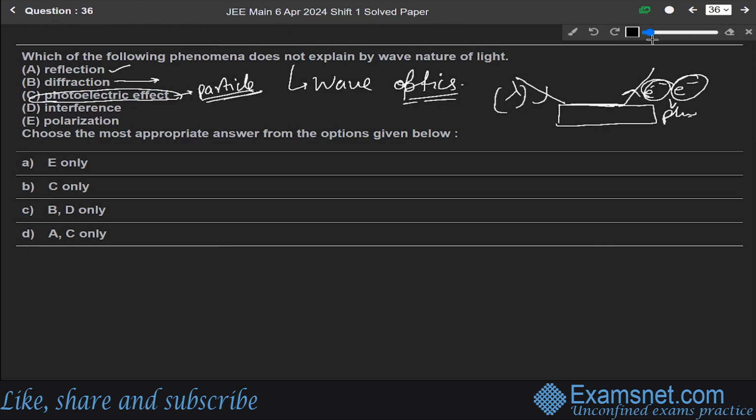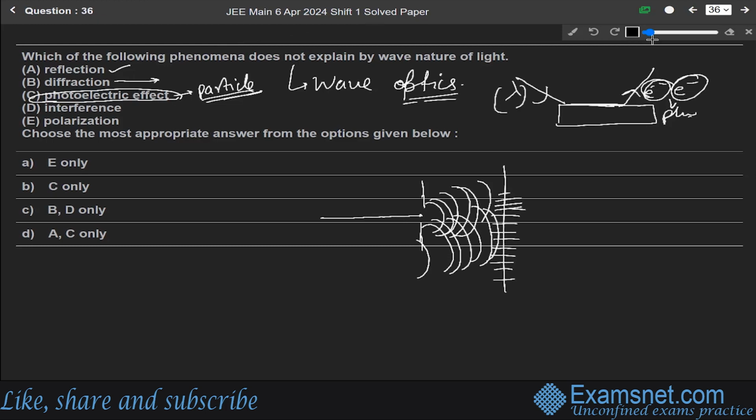Interference is itself a wave nature of light. Whenever light of coherent nature passes through slits and we get different kinds of wavefronts, and when these wavefronts interfere, they form different patterns on the screen which we call the interference pattern. So this itself explains the wave nature of light. Polarization itself explains the wave nature of light. So the correct answer is option B.